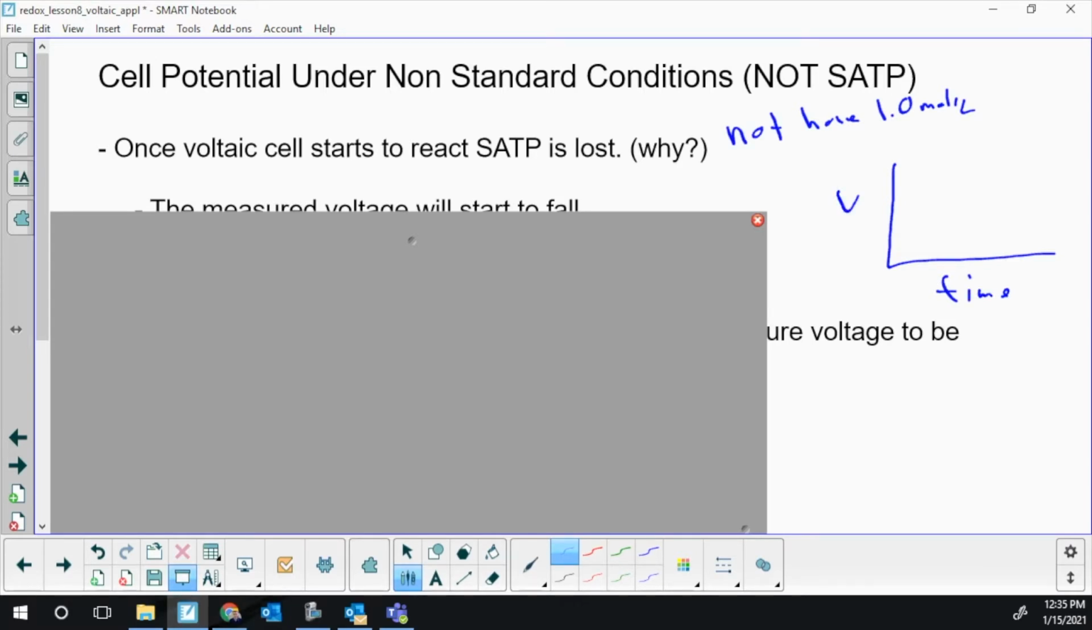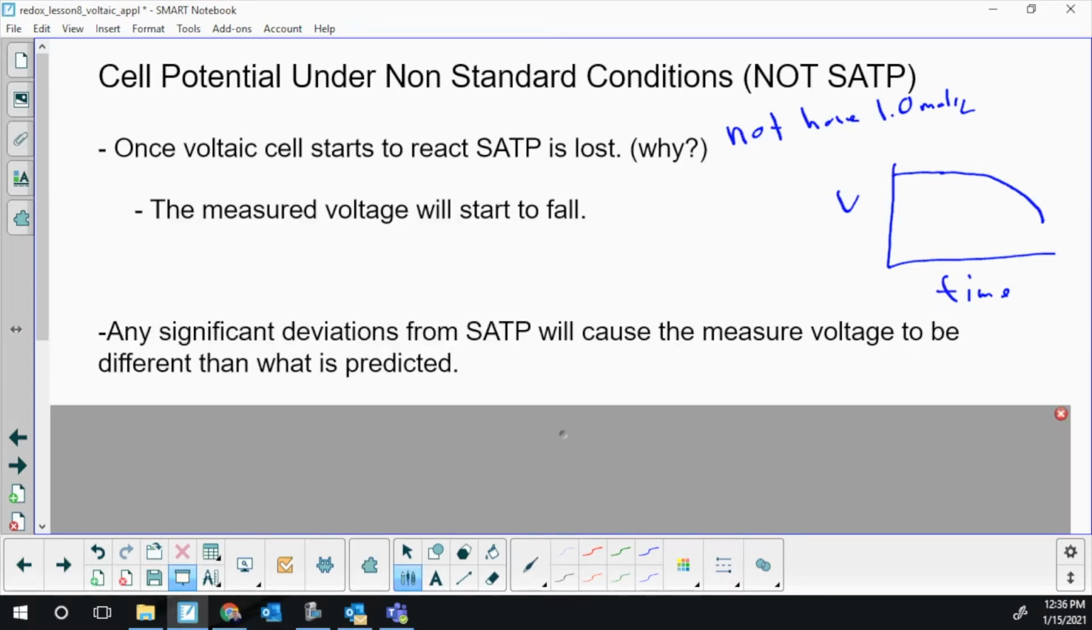If you look at voltage versus time, you start running a battery and the voltage stays steady at the first bit while you're at 1 mole per liter, then 0.95, 0.92. But eventually you start to see the voltage drop over time when you run the battery. And at some point the voltage will get so low, your phone says dead. It's not actually zero, it's just dropped below the threshold that your phone can work or that the light bulb lights up. If you have any significant deviations from SATP, you will not get the voltages in the table.